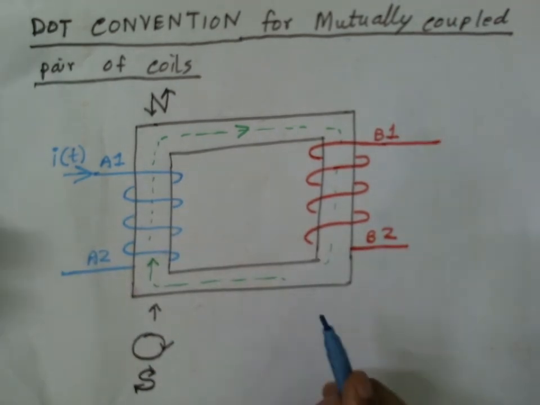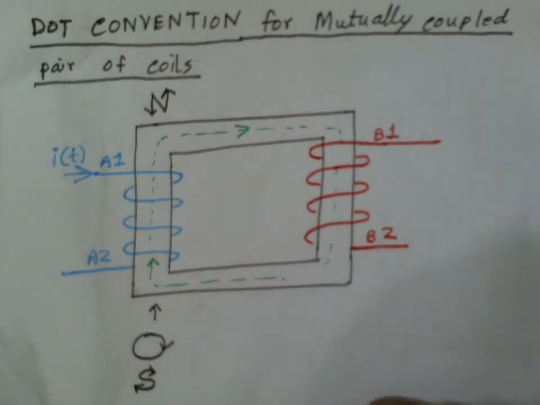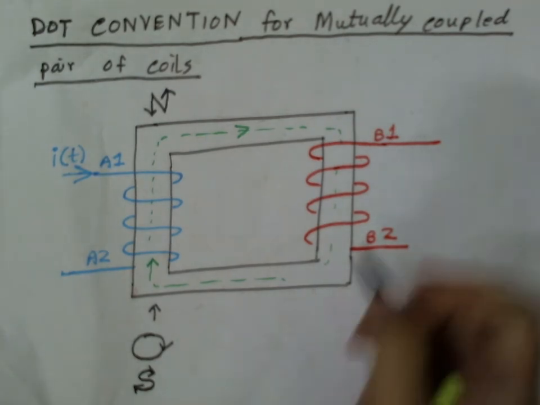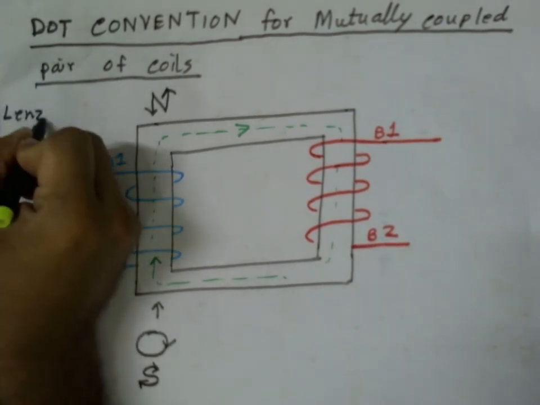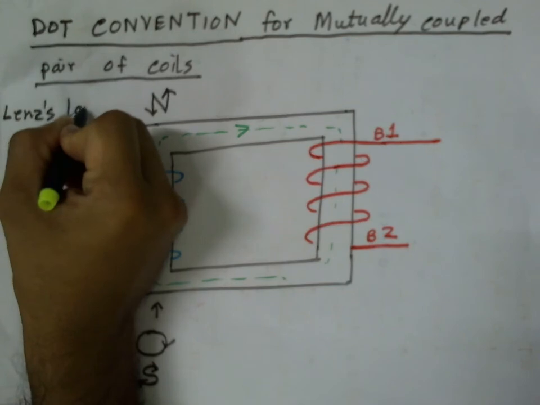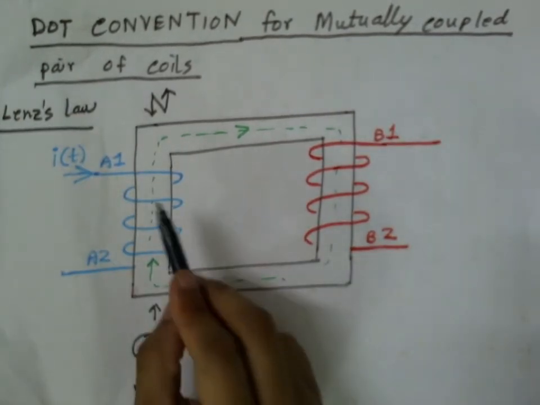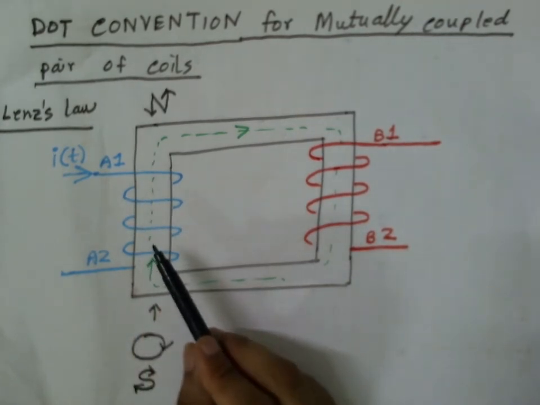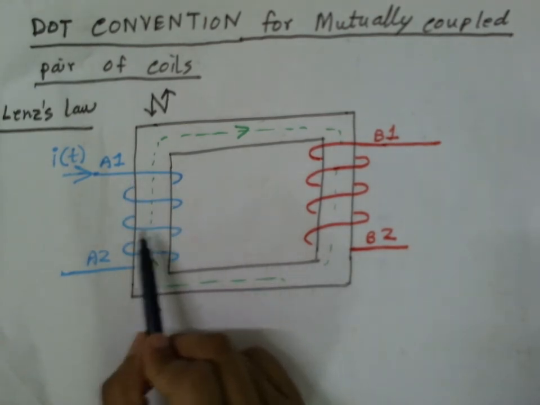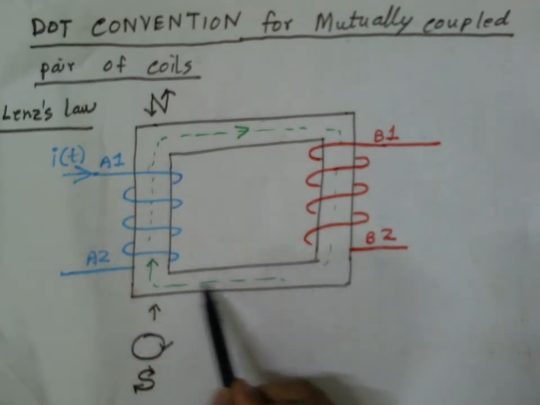Now, how to determine the direction of this induced EMF? We can use Lenz's law for this. Lenz's law says that the induced EMF will be in such a direction that it will try to drive a current through this coil in such a direction which opposes the increase of this flux.